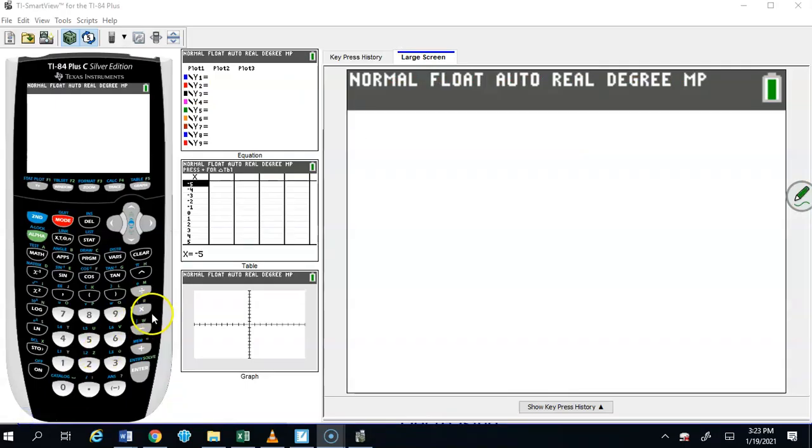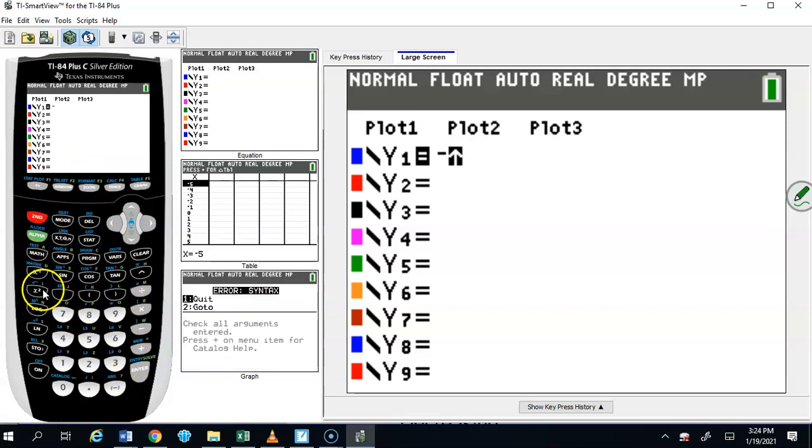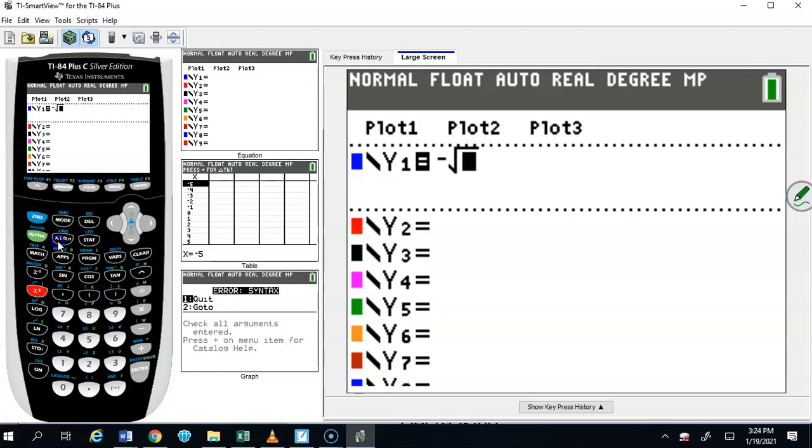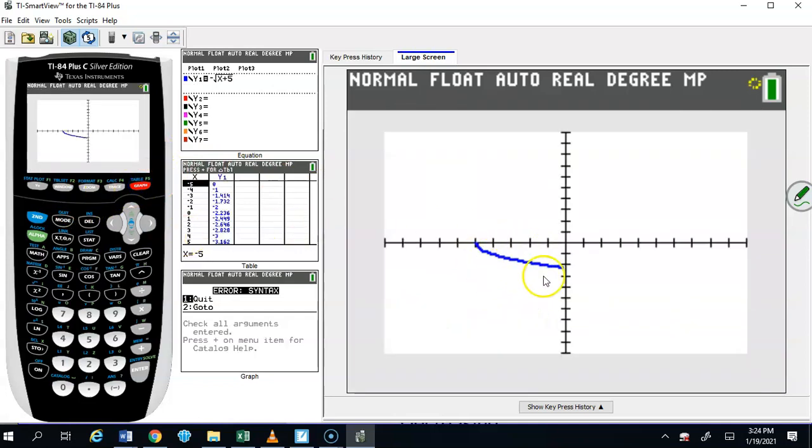So once again, if you guys have a TI-83 or 84, you can go to y equals here, and we can go ahead and put this in here. So we're going to use our negative symbol down here, and then the square root here of x plus 5. Now we can go ahead and graph this right here. Whoops, sorry, I should just click graph. Sorry about that. And it's showing us our graph.